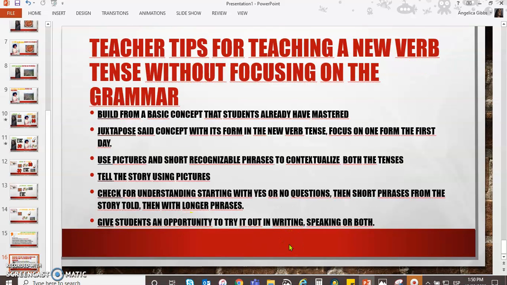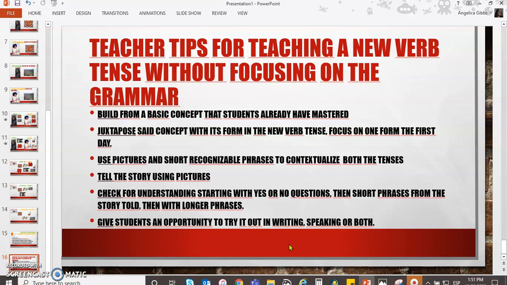Teacher tips for teaching a new verb tense without focusing on the grammar. So when I put this together, these were the steps I took in my thought process. One, I wanted to build from a basic concept that students already have mastered. In this case, it was me gusta. And the word ahora was the key phrase that really put it in the context of now.